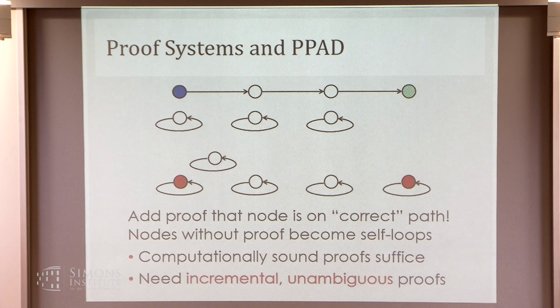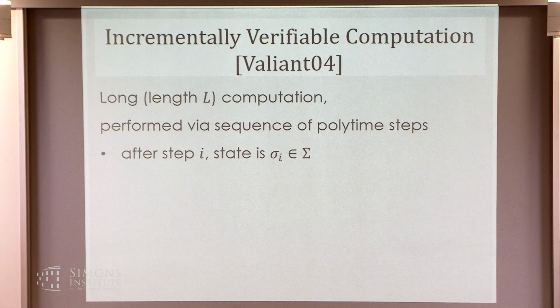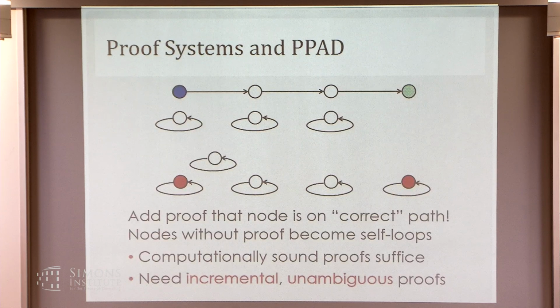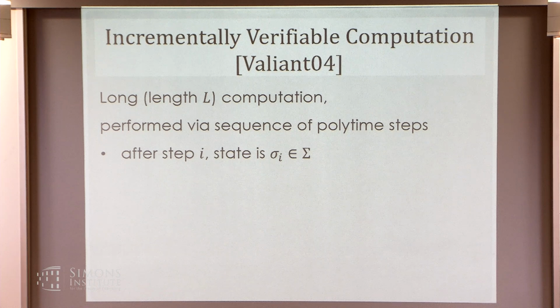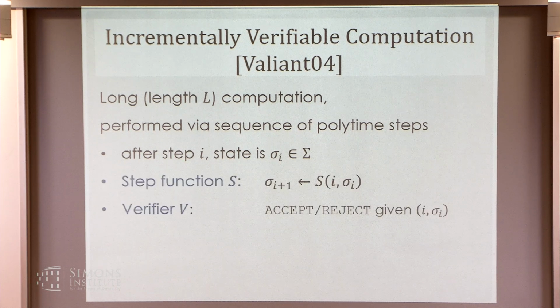Really what we're talking about here is finding a hard computation where we are able to have these incremental proofs. That's interesting for showing hardness of PPAD, but I think it's a natural and interesting notion in its own right. It's incrementally verifiable computation, where given a long computation, we want to perform it via a sequence of small steps, polynomial time or maybe even linear time, where after every step we end up with a state. After the ith step, we end up with the state sigma_i.